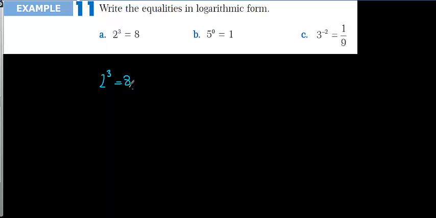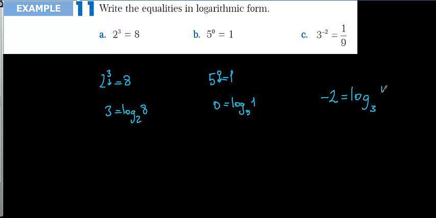2 to the power of 3 equals 8, so we send 2 to the logarithmic base and 3 falls down. 3 is equal to logarithm base 2 of 8. Or 5 to the power of 0 equals 1, when you say 0 falls down, 0 is equal to logarithm base 5 of 1. Or 3 to the power of minus 2, minus 2 equals logarithm base 3 of 1 over 9. These are the logarithmic expressions of the terms.